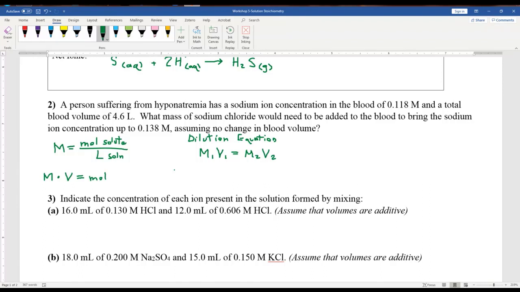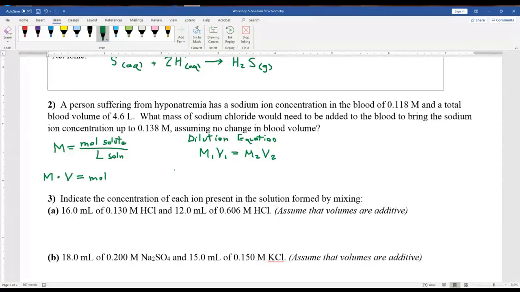Now in this particular example, the person suffering from hyponatremia has a sodium ion concentration in the blood of 0.118 molar and a total blood volume of 4.6 liters. What mass of sodium chloride would need to be added to the blood to bring the sodium ion concentration up to 0.138, assuming no change in blood volume? This is a fun problem.